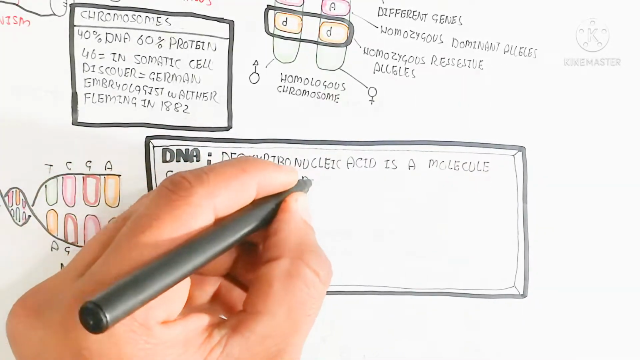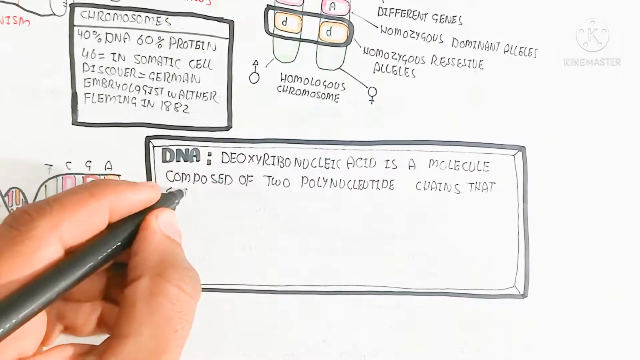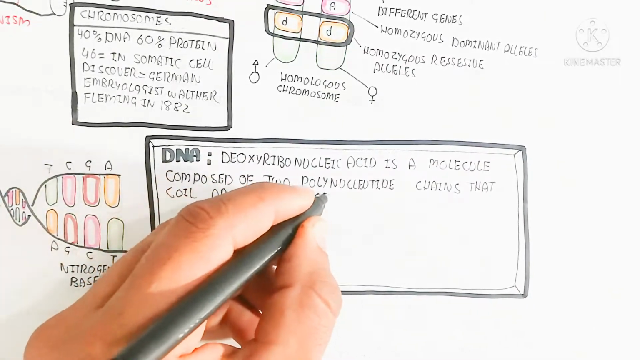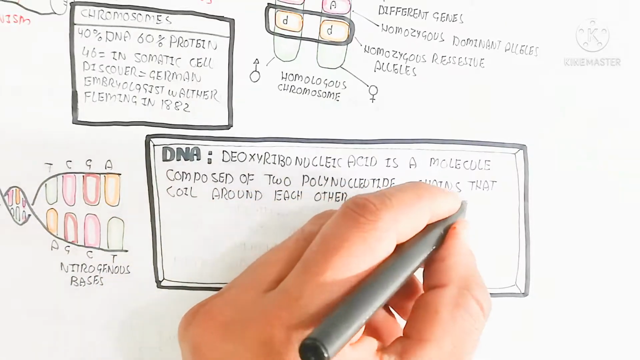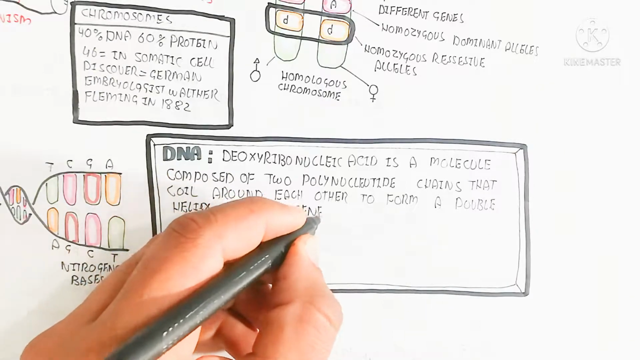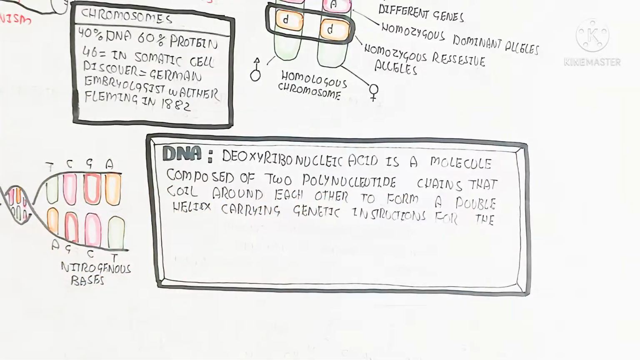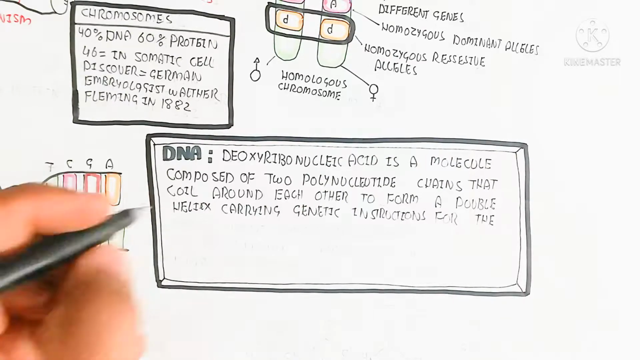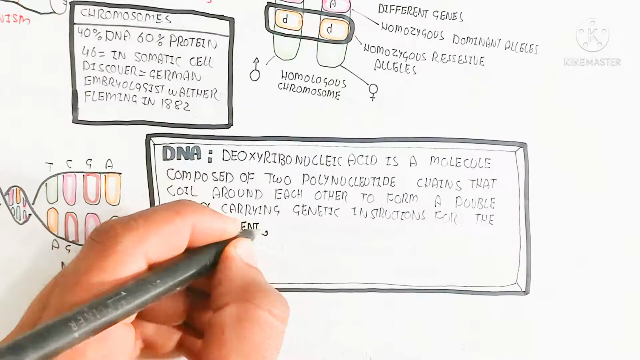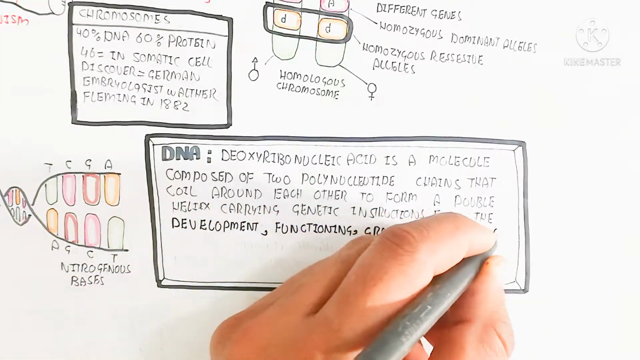So here is what DNA is; a quick overview. Deoxyribonucleic acid is a molecule composed of two polynucleotide chains that coil around each other to form a double helical structure, carrying the genetic instructions for the development, functioning, growth and reproduction of all known organisms and many viruses.